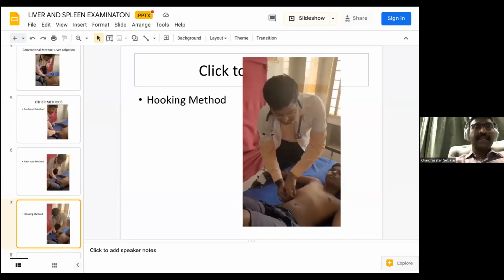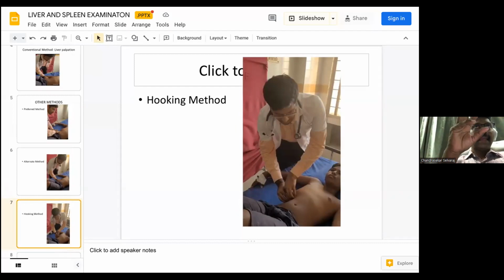The next method is the hooking method. What we are supposed to do is go behind the patient. We need to face the foot end of the patient and use both hands and gently insinuate under the right subcostal margin. So that's called the hooking method.